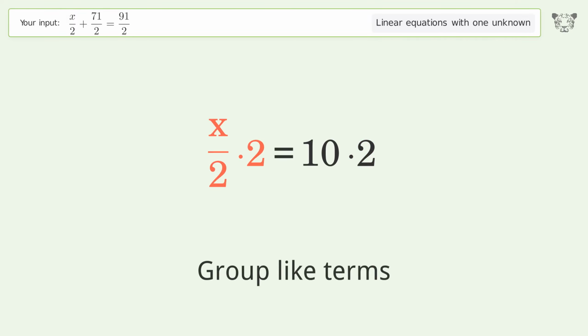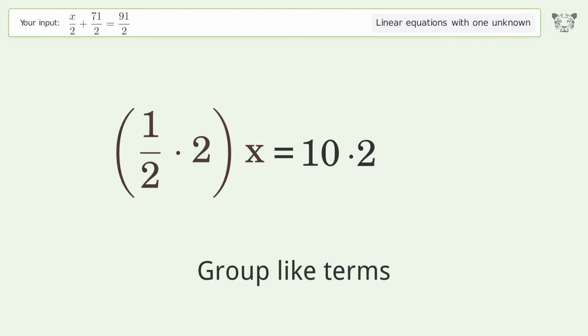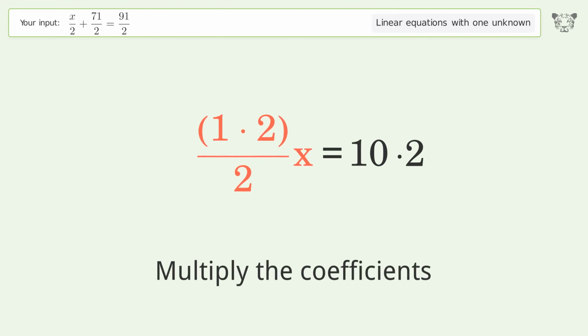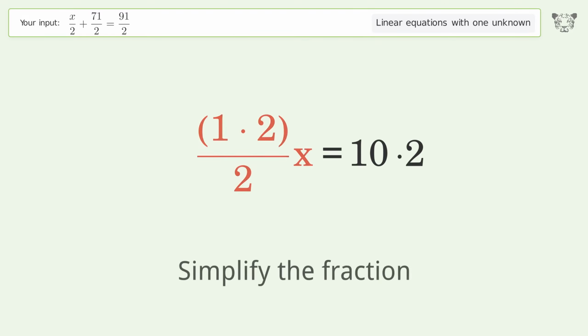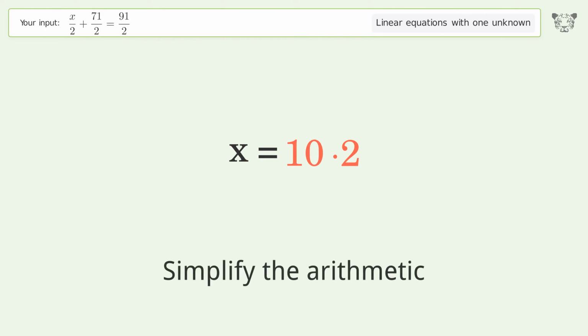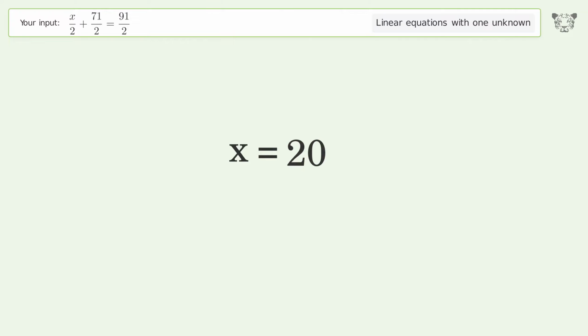Group like terms. Multiply the coefficients. Simplify the fraction. Simplify the arithmetic. And so the final result is x equals 20.